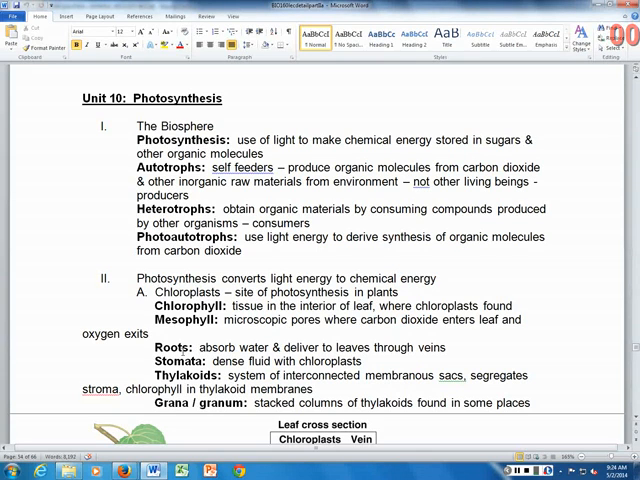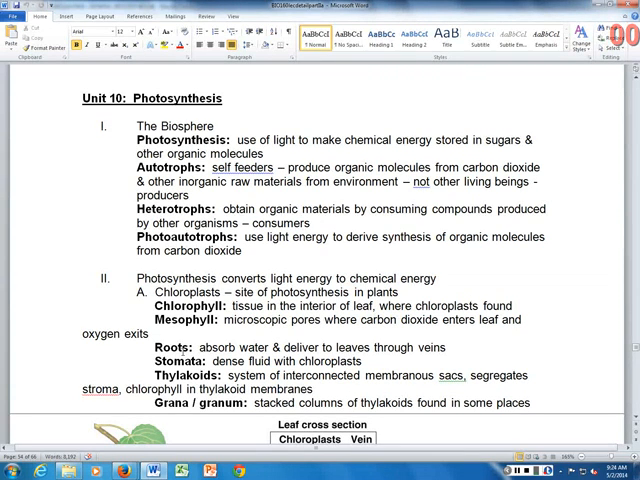So an autotroph is considered a self-feeder. They produce organic molecules from carbon dioxide and other inorganic raw materials from the environment. They don't have to consume any other living beings, so they're considered to be producers. They just produce organic material.